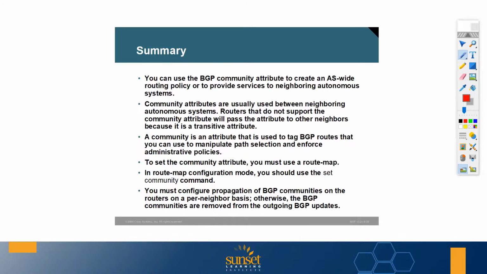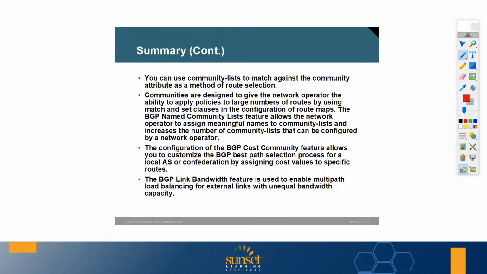I mentioned we could use these BGP community strings to set attributes utilizing a route map. They're usually used between neighboring autonomous systems, like our service provider. Routers that don't support community strings will pass those attributes to other neighbors because it is a transitive attribute. So we have to enable that by making sure we're sending those communities outbound to my neighbor, to propagate those community strings outbound to your neighbor. You can use these community string lists to match the community string, and then inside a route map say, if it matches that community string, set this particular attribute in that BGP route.